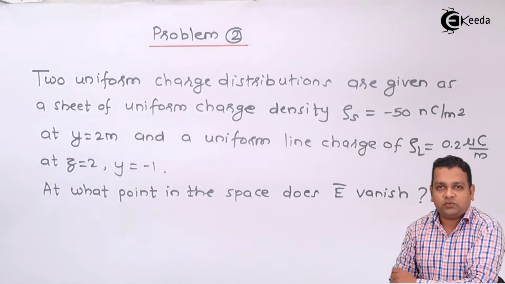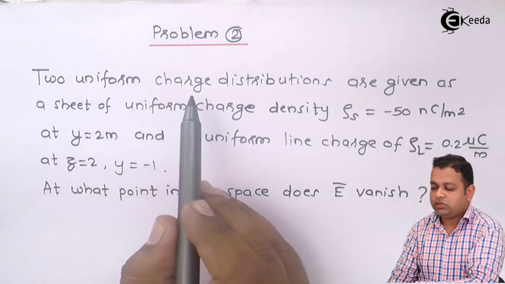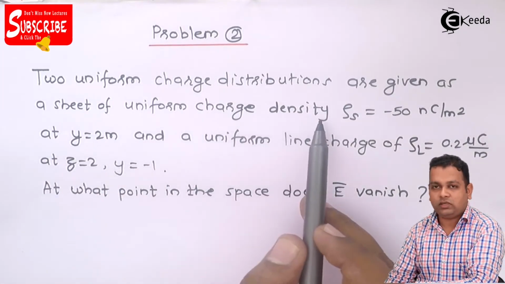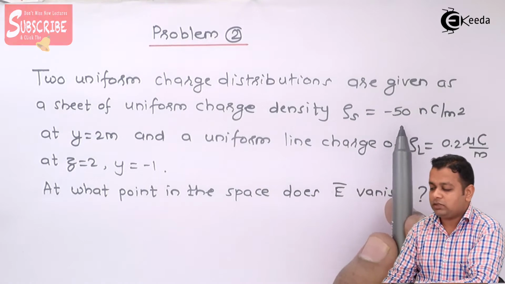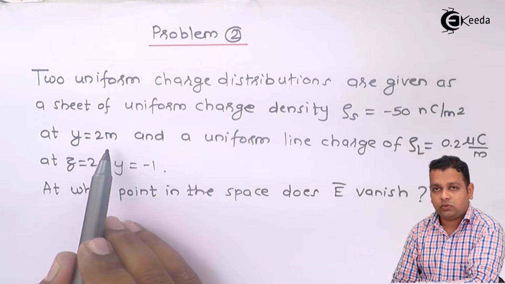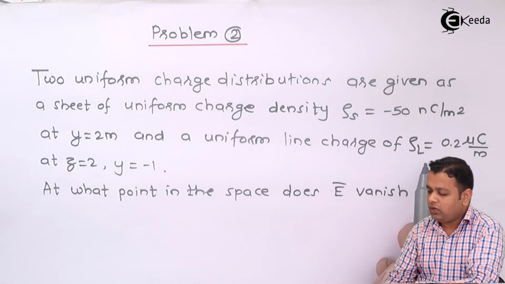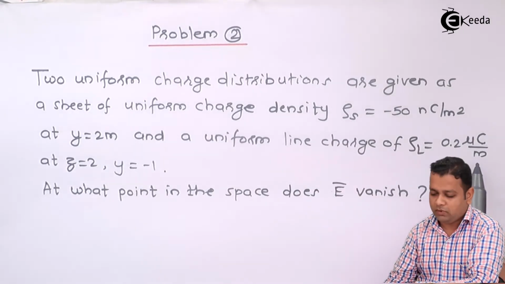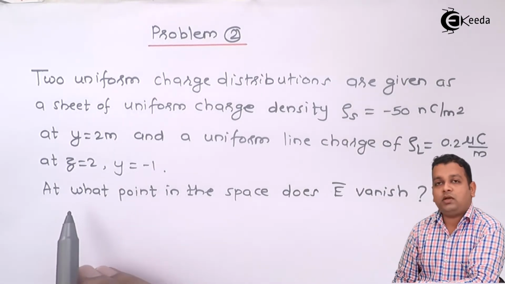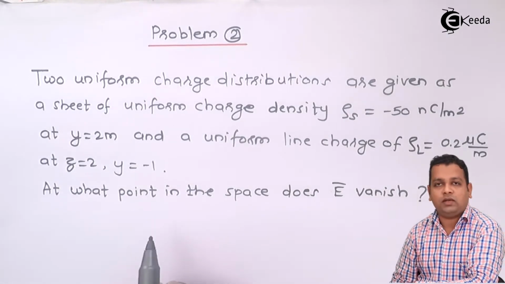So the problem statement is with us. Two uniform charge distributions are given: a sheet of uniform charge density rho_s with the value minus 50 nanocoulomb per meter square at location y equal to 2 meters, and a uniform line charge of rho_l equal to 0.2 microcoulomb per meter at z equal to 2, y equal to minus 1. Further it is asked, at what point of the space does E bar vanish.